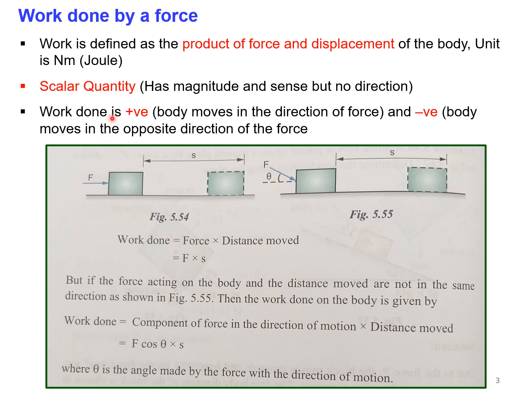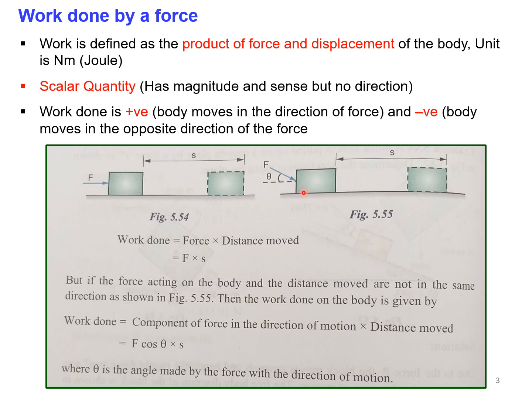Now let us start with the definition of work done. If you have a force F acting on a body, the body will move in the direction of the application of the force. So the body has moved by distance S. Now the work is defined as the product of force and displacement of the body. For this particular case, the work done is force into distance moved. Here the force is F and the distance moved is S. Therefore work done will be equal to F into S.